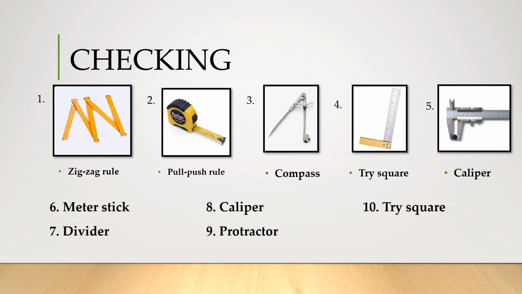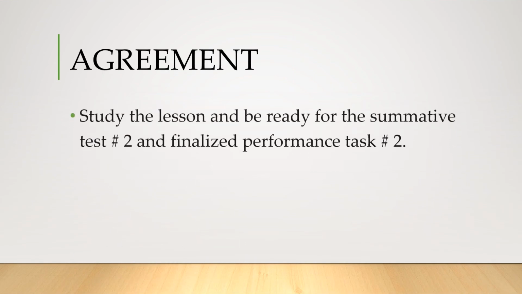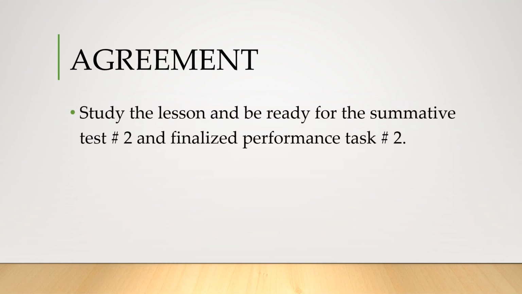For number 6, we have the meter stick. Number 7, we have the divider. Number 8, caliper. Number 9, protractor. And last, number 10, we have the tri-square. For our agreement, study the lesson and be ready for your summative number 2 and kindly finalize your performance test number 2.